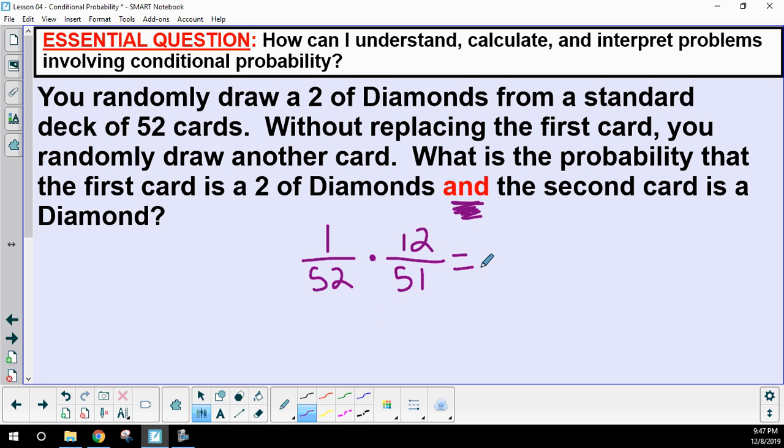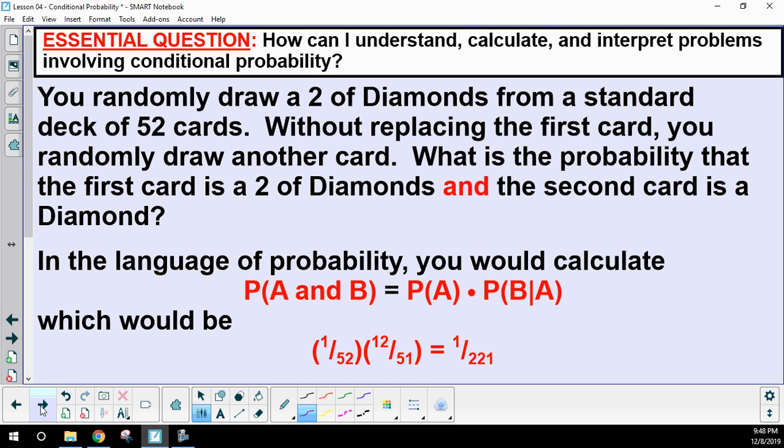Multiply that out. Let me get my handy dandy calculator. Just winging it, I think it's 1 over 221. Let's see if I'm right. Nailed it. So here's that one card, the first one, 2 of diamonds. The diamonds went down, the total went down. Again, and it means to multiply. And we get 1 out of 221. Excellent.